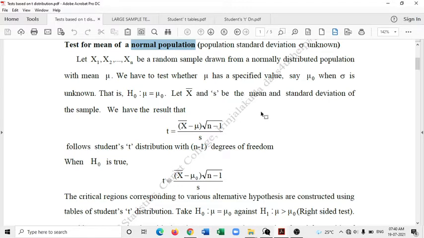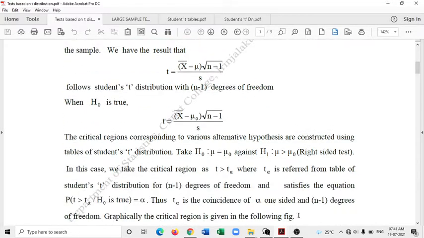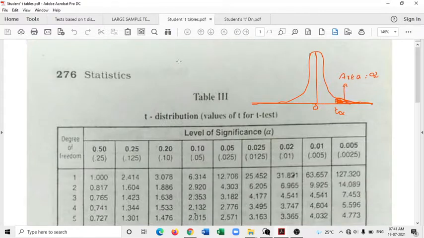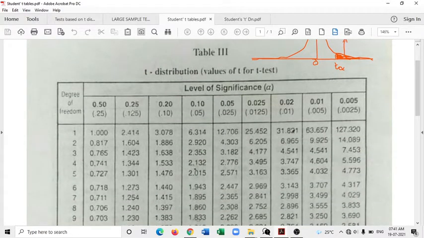First we consider the right-sided test, that is H0: mu equal to mu 0 against H1: mu greater than mu 0. Here we take the critical region as t greater than t alpha, where t alpha is obtained from tables of student t distribution for n minus 1 degrees of freedom, and it satisfies the probability equation P(t greater than t alpha) when H0 is true equals alpha. That is, from the tables of student t distribution we get the table value t alpha corresponding to the degrees of freedom n minus 1 and probability alpha.